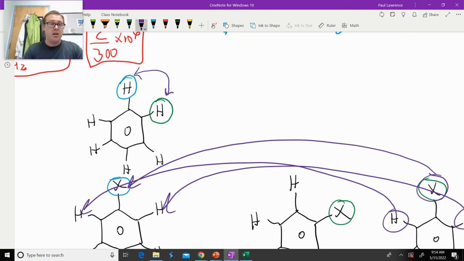When that happens, then the original question was, what is the relationship between these two? Is that they are exactly the same. So those hydrogens are homotopic. So they are equivalent, which means that they are going to give us one signal.